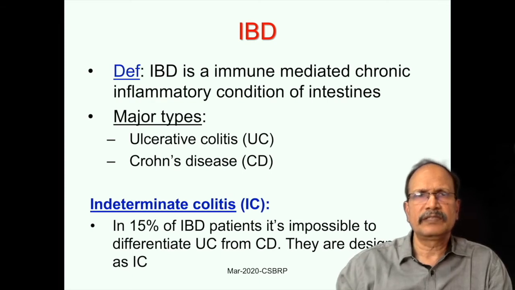By definition, inflammatory bowel disease is an immune-mediated chronic inflammatory condition affecting the intestine, and there are two types. One is ulcerative colitis, the other one is Crohn's disease. There are certain characteristics by which we can differentiate ulcerative colitis and Crohn's disease as distinct entities, but in some cases the features are overlapping, and it is very difficult to say whether the patient has ulcerative colitis or Crohn's disease. Such cases are labeled as indeterminate colitis. It forms around 15% of the IBDs.